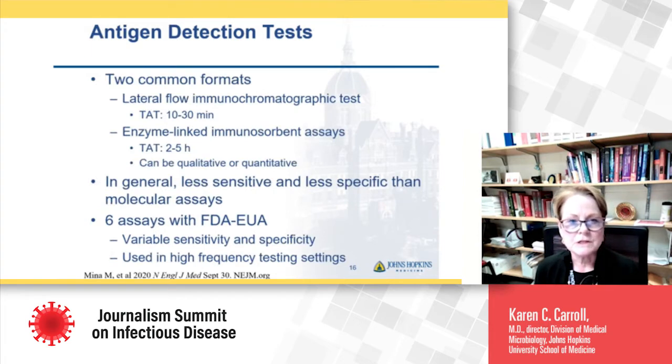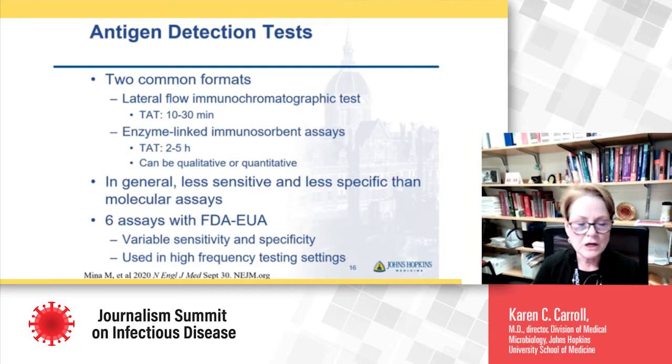So some believe that antigen detection tests may be a better reflection of active infection. There are two common formats for antigen detection tests. There are the lateral flow immunochromatographic tests, which take about 10 to 30 minutes to perform. These are ideal for the point of care. And then there are the enzyme-linked immunosorbent assays that take a little bit longer and are higher throughput. Most of what we are seeing currently are these point of care, one at a time, lateral flow assays. In general, these tend to be less sensitive and even less specific than molecular tests.